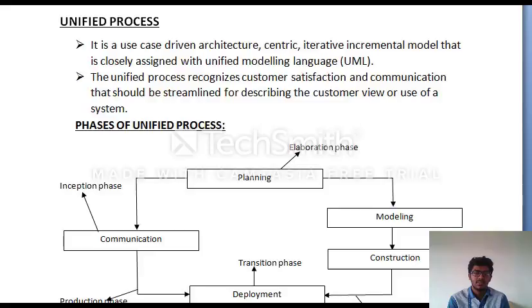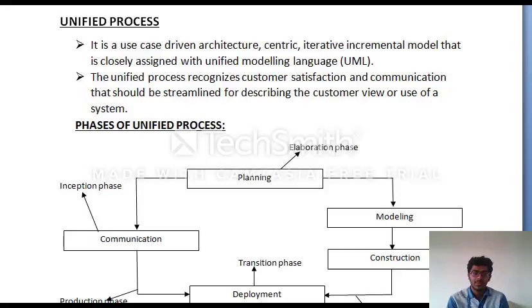Now let's discuss the unified process. It is a use case driven architecture-centric and an iterative incremental model that is closely aligned with the Unified Modeling Language (UML). The unified process uses the Unified Modeling Language for bringing the processes together. The unified process recognizes that customer satisfaction and communication should be streamlined, that is, brought together for describing the customer view or use of a system.